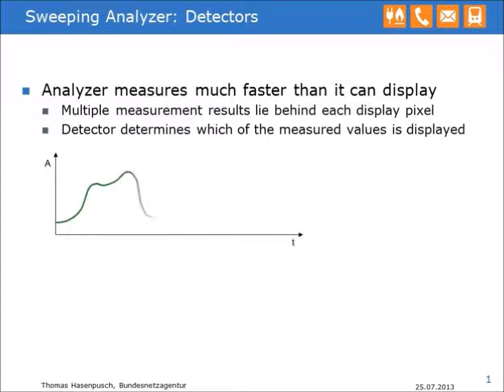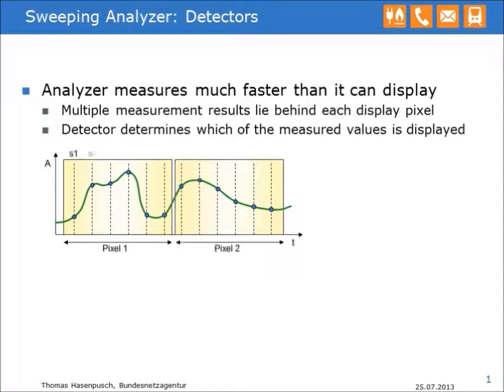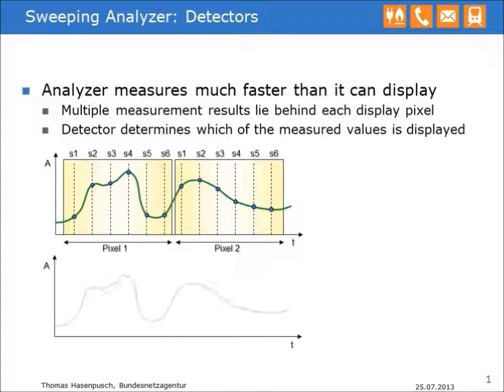So if we have a modulated signal, an amplitude modulated signal, the analyzer samples at that speed, meaning in this example we would have 12 samples with different amplitudes, and depending on the sweep time and the resolution of the screen of the analyzer, this may be two different pixels later on. So this means that we have 6 samples behind each display pixel. The question now is which of the 6 samples is actually displayed, and that is determined by the detector we use.